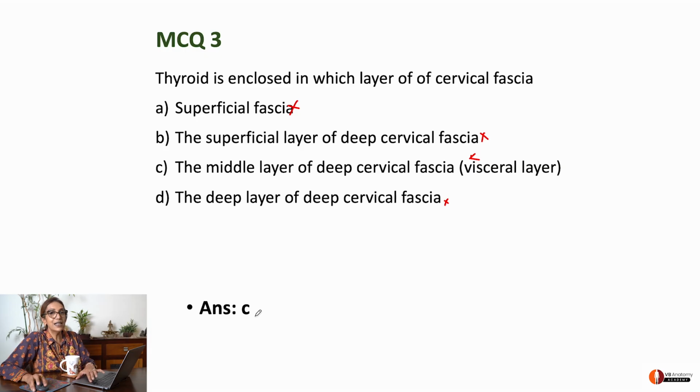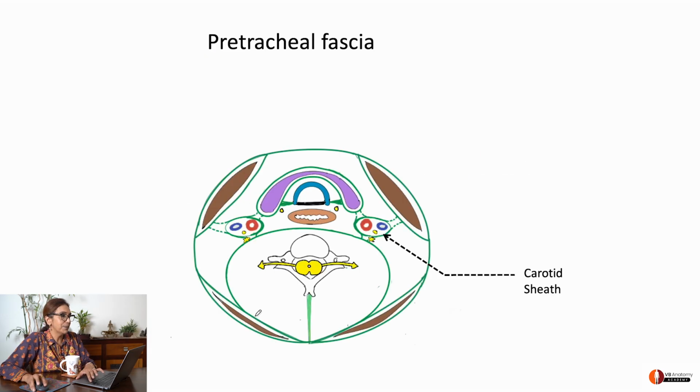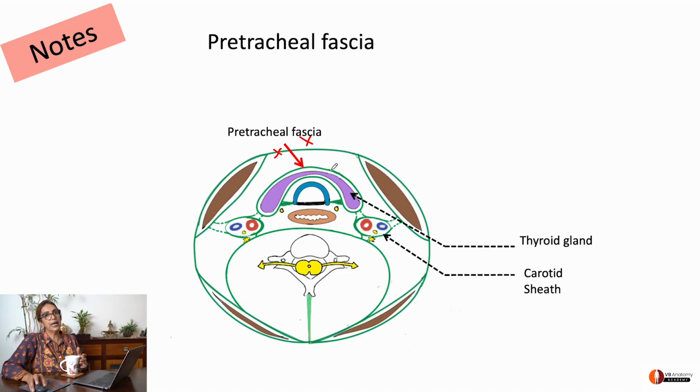Yes. And let's take a look at an image to understand why. Superficial fascia is somewhere here. No thyroid gland there. Superficial layer of deep cervical fascia is here. No thyroid gland there. Middle layer or pretracheal layer is here, enclosing your thyroid gland. This is the prevertebral layer. Okay. So that's how they have used the term superficial, middle and deep from anterior to posterior.